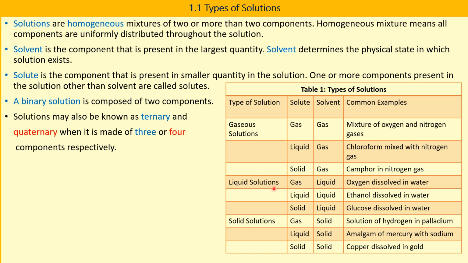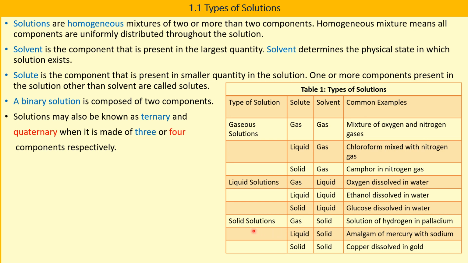Liquid solutions. The second type of solution is liquid solutions. That is, gas is a solute and liquid is a solvent. For example, oxygen dissolved in water. The next category of liquid solution is liquid solute and liquid solvent, and its example is ethanol dissolved in water. The third category in liquid solutions is solid solute and liquid solvent. Example, glucose dissolved in water.